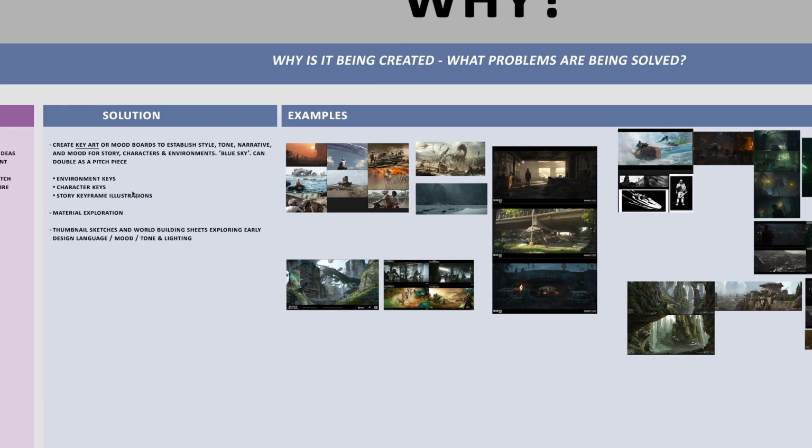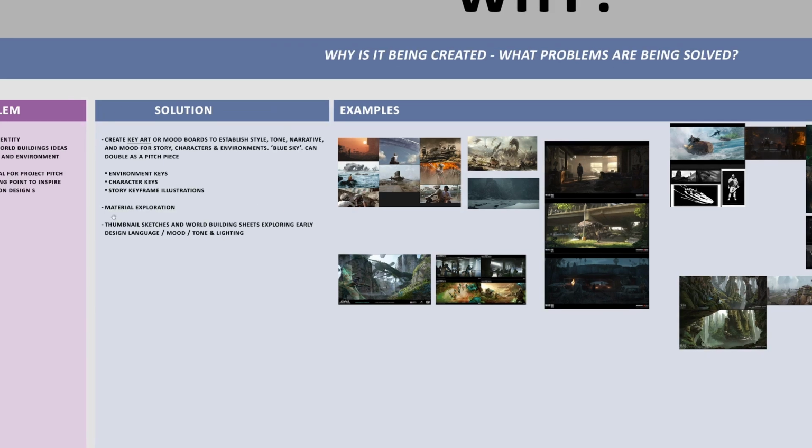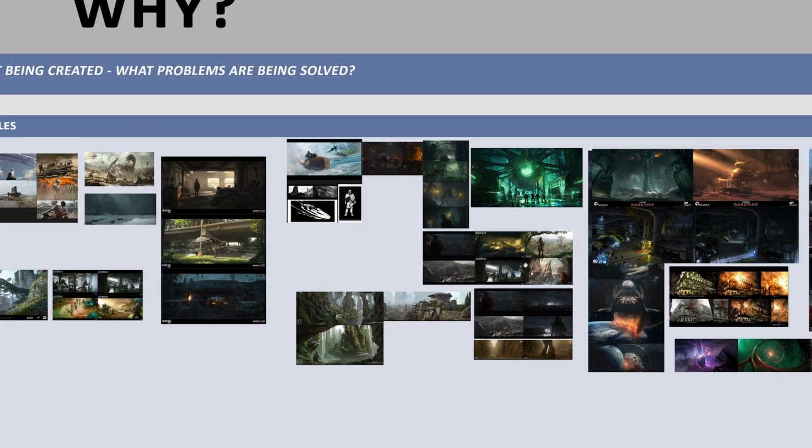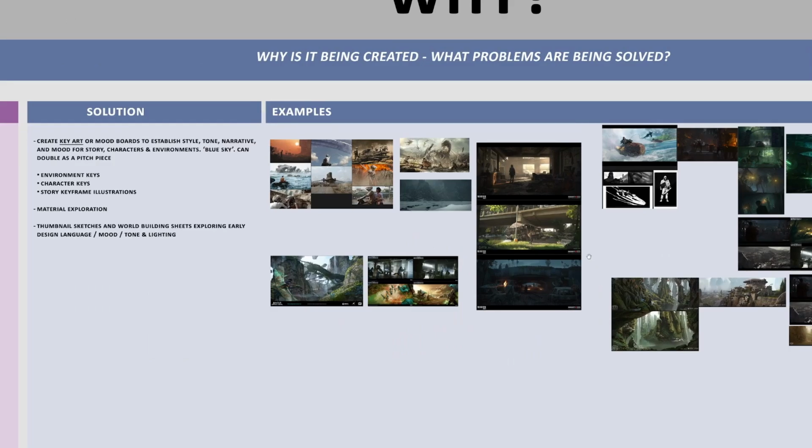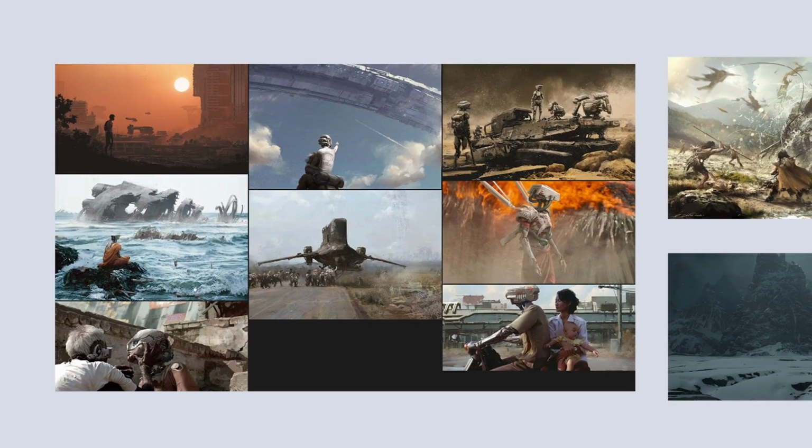So you'll see this often on ArtStation. There'll be environment keys, character keys, story keyframe illustrations. This can also involve some material exploration and some thumbnail sketches and world building sheets exploring early design language, mood, tone, and lighting. So for some examples here, we've got some early gestural work for the creator, which is quite loose, but definitely establishes the direction for design, the gritty tone, and some of the cinematography.